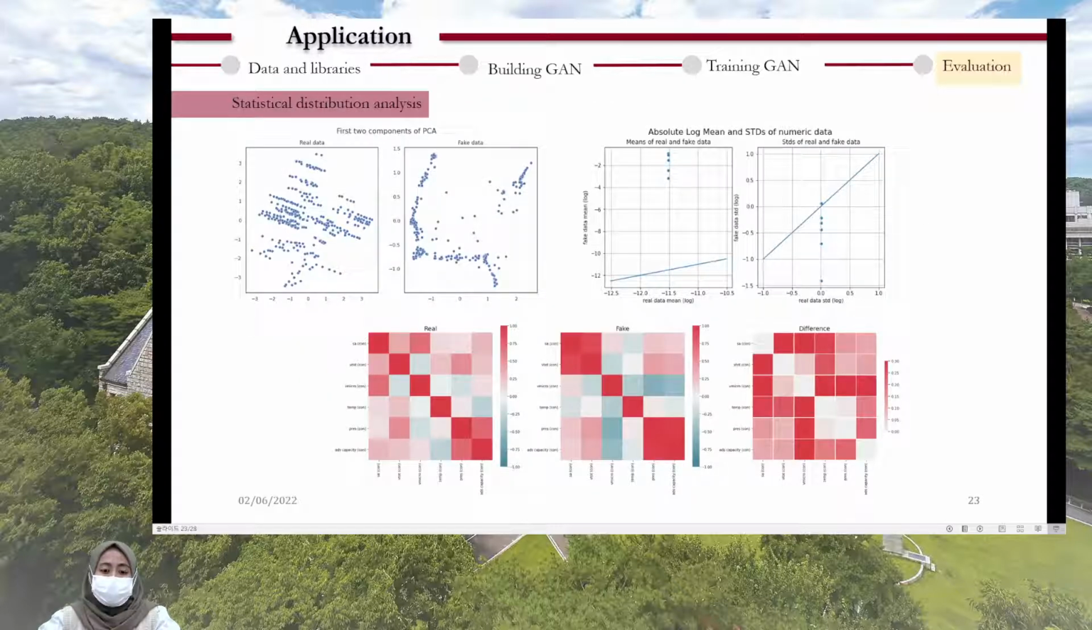Next, we observe the statistical distribution of the data in general. The principal component analysis plot shows that the data patterns between the real and generated data are still different. It is also shown in the log and mean and standard deviation of the real and generated data. In addition, the heat map is also presented, where the degree of difference is still distinct between the real and the generated data.